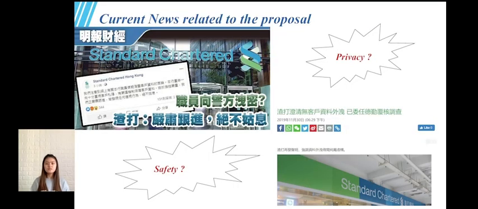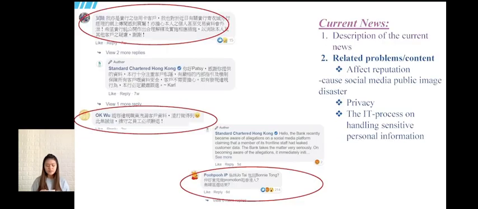There is some news concerning its privacy and safety, which contributed some negative effects. Because of the exposure of clients' personal data, this tarnished the reputation of SCBHK, as it caused a social media public image disaster. The public lost confidence in its IT process on handling sensitive personal information.